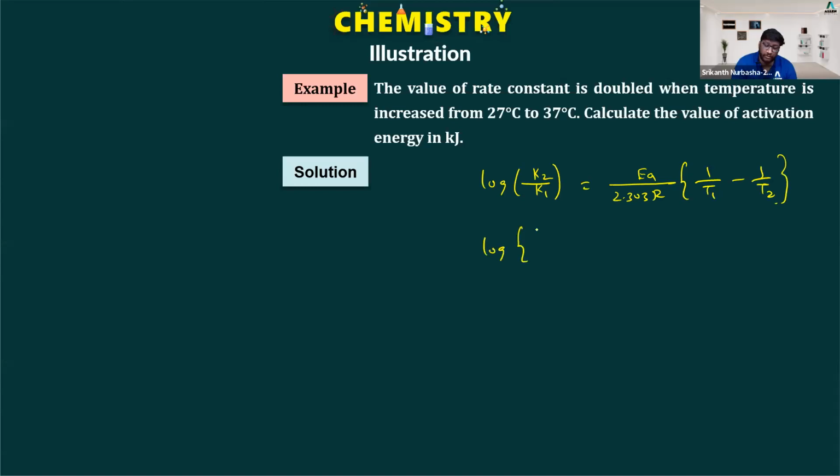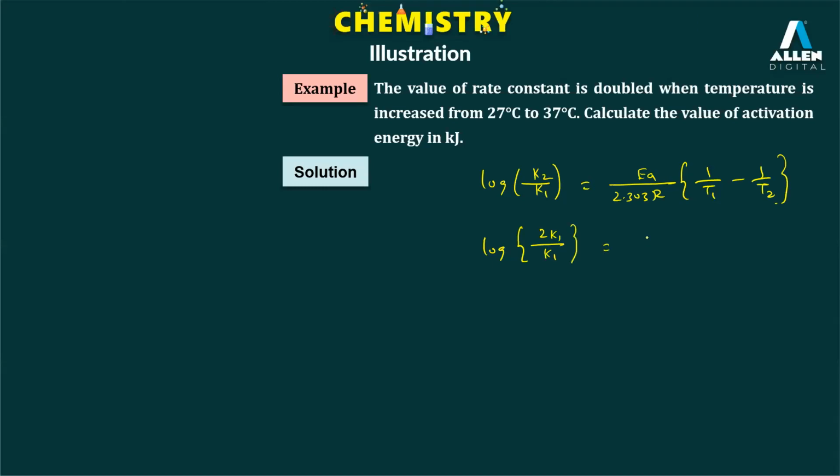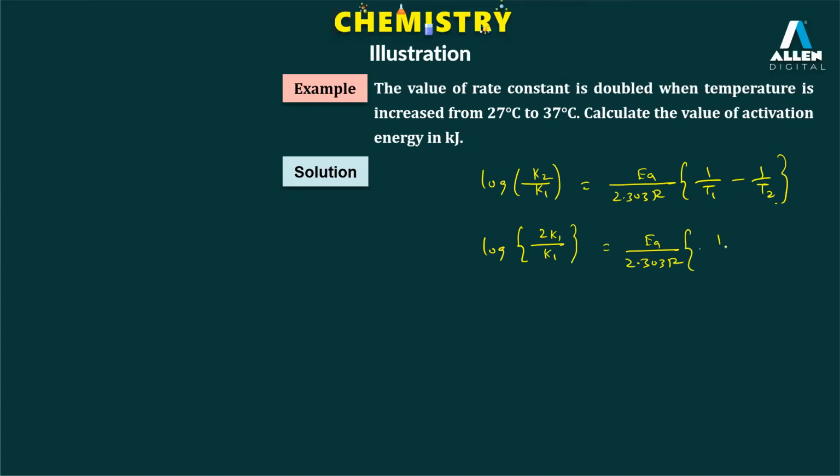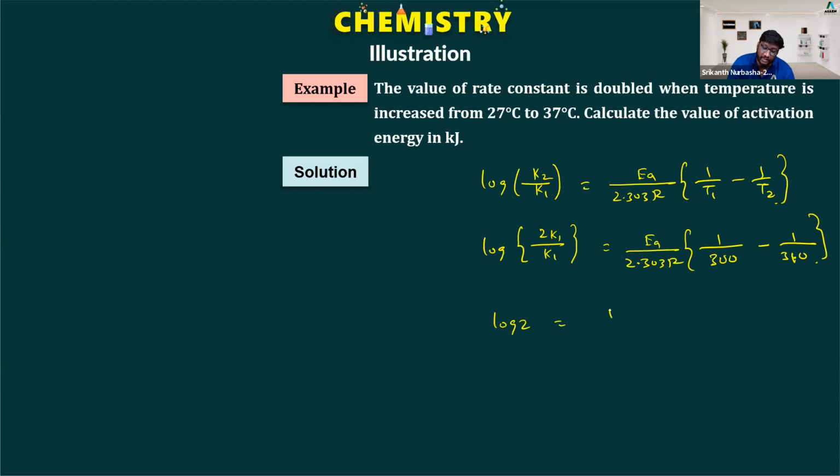So the rate constant is doubled: 2K1 by K1 is equal to EA by 2.303 into R into 1 by T1 minus 1 by T2. What is T1? 300. And T2 is 310. So log 2 is equal to EA by 2.303 R into 310 minus 300 divided by 310 into 300.